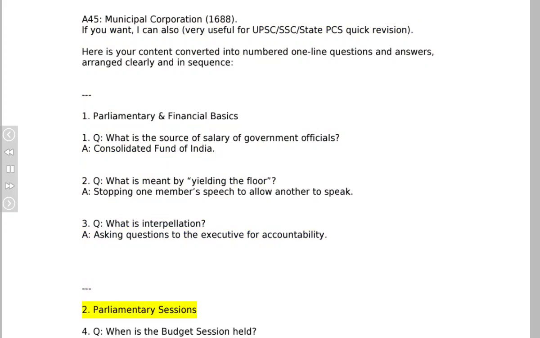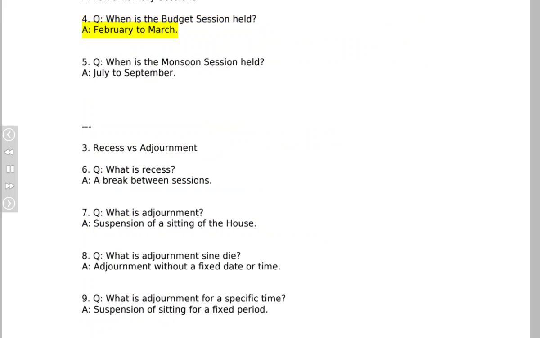2. Parliamentary sessions. 4. Q. When is the budget session held? A. February to March. 5. Q. When is the monsoon session held? A. July to September.